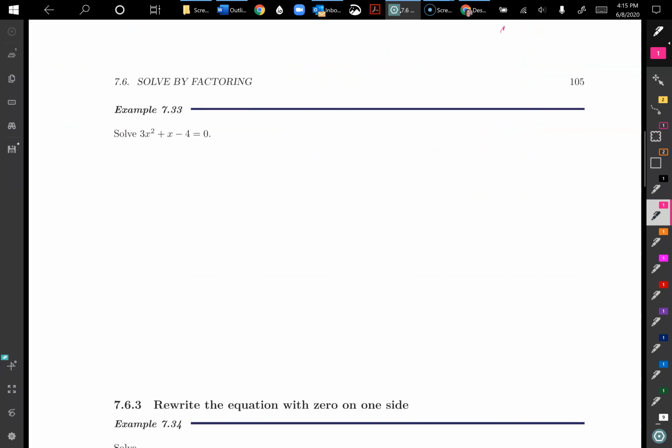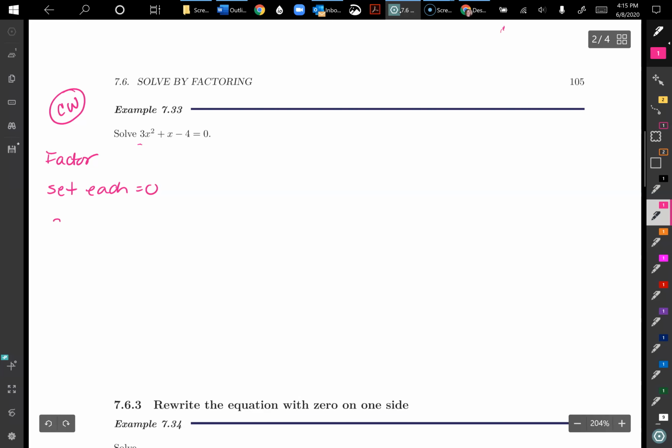Now, this one is a little bit trickier, on page 105. You have to deal with a lead coefficient of 3. So this is really great practice for factoring. Go ahead and try this one in your classwork. You're going to factor first, then set each factor equal to 0, and then solve for x on each of those.